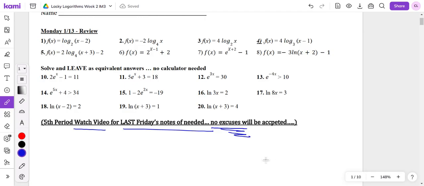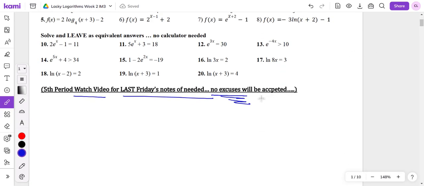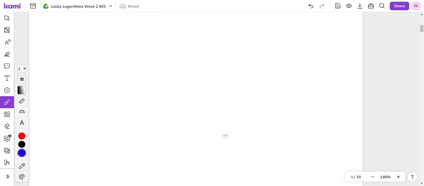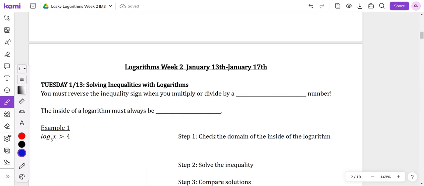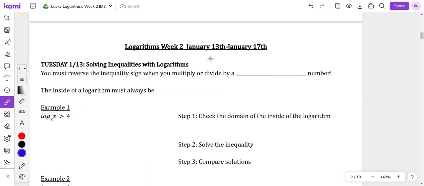I already got the sub notes, so just make sure you understand that your choice was not to do anything. So make sure you go back and do that. So, let's tackle today's stuff.